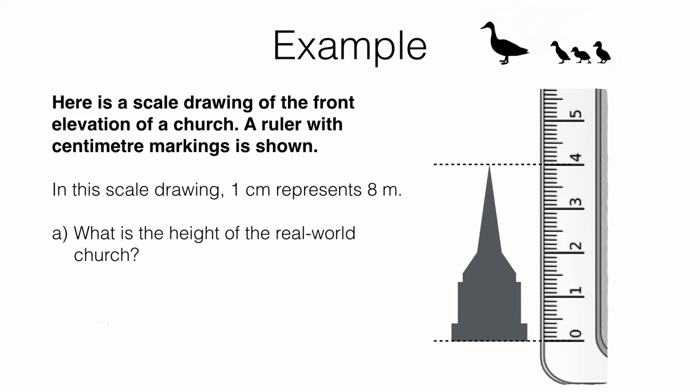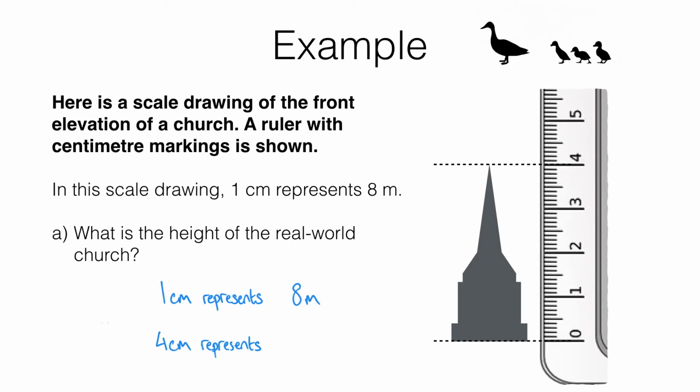Now in the drawing we can see that the church has a height of 4 centimetres. It goes from 0 to 4 on the ruler. Now we know from the question that 1 centimetre represents 8 metres. So what does 4 centimetres represent? Well, as you may have seen when we've done proportional reasoning before, we've got a choice here. We can either work across or we can work downwards.